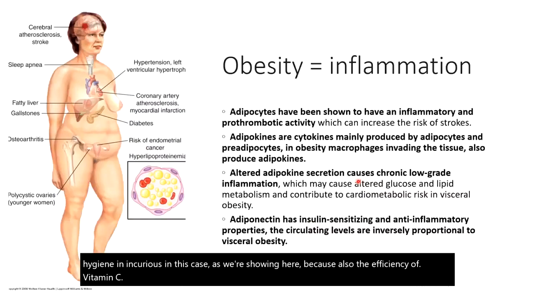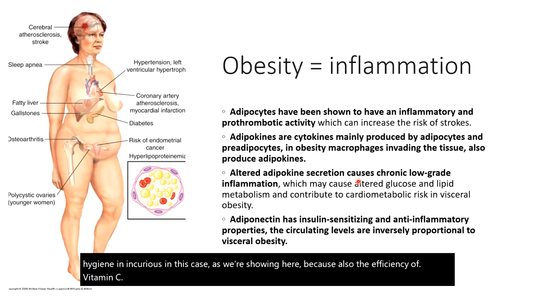So, obesity. Remember that the problem with obesity is not only the presence of adipocytes, but also the action of adipokines. So adipokines are going to be responsible for prothrombotic and inflammatory activity in all tissues where they are present. We can have different types of fat distribution.